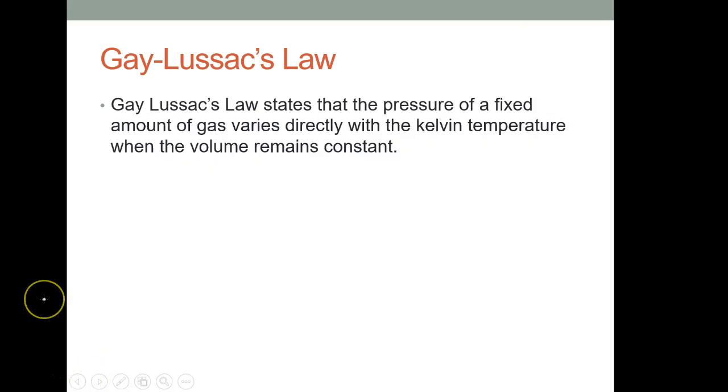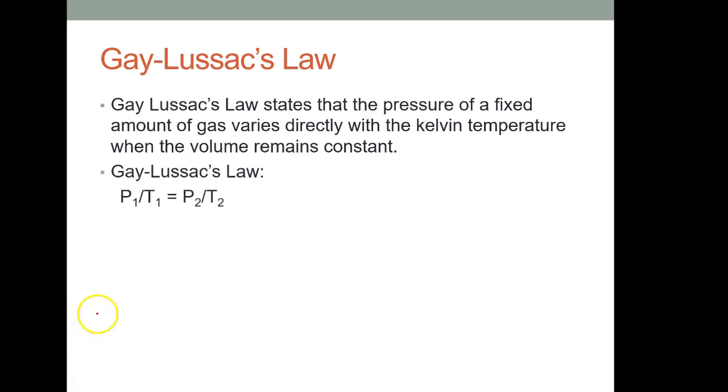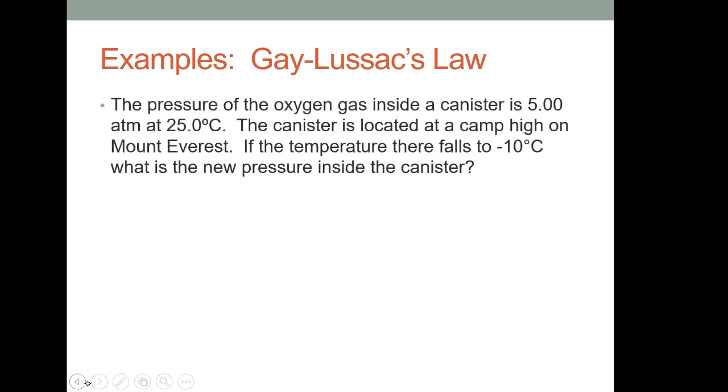Gay-Lussac's law states that the pressure of a fixed volume of gas varies directly with the Kelvin temperature. So again, as temperature goes up, pressure goes up. This is what it looks like: P1 over T1 equals P2 over T2. And again, it has to be an absolute temperature. And I'm going to just do a quick example.